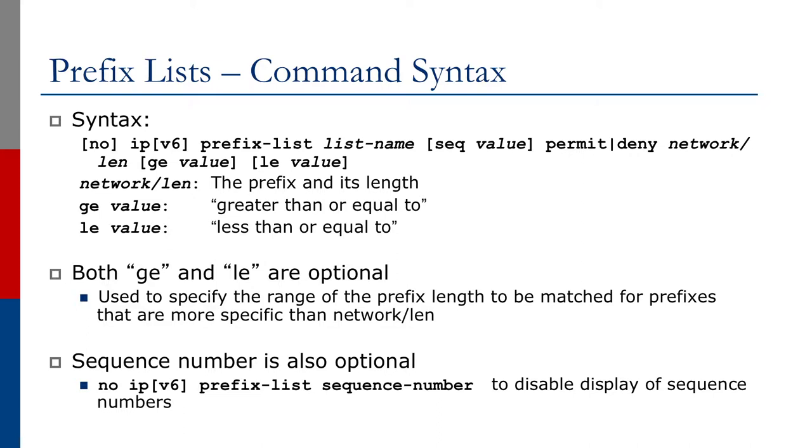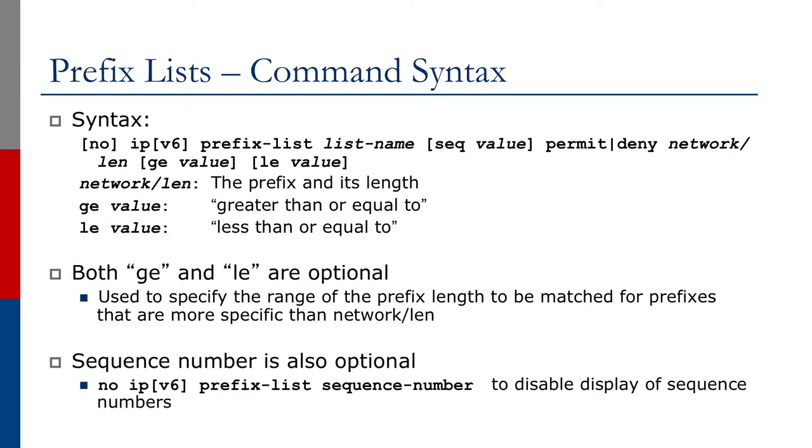And then you have two optional modifiers. There's GE and LE. GE specifies you want to have a match of greater than or equal to the network and length that you specified earlier. LE means you want to match prefixes which are less than or equal to the network that you previously specified. And we shall see examples of this to make it slightly clearer.